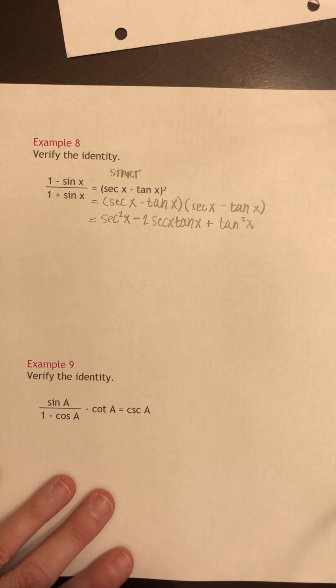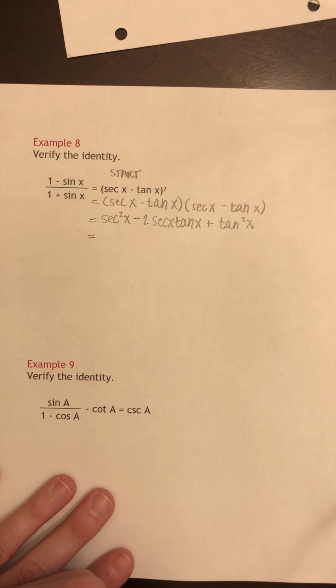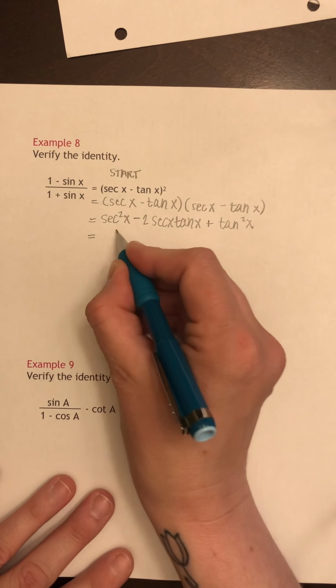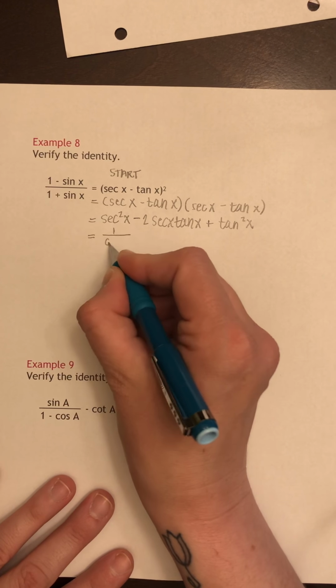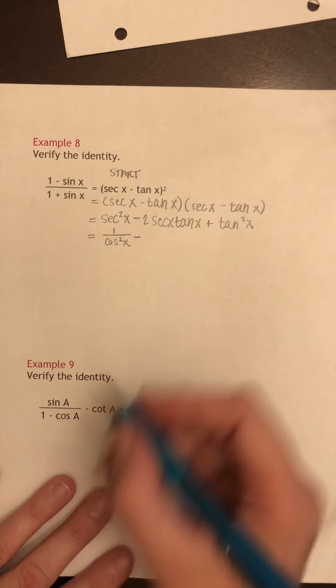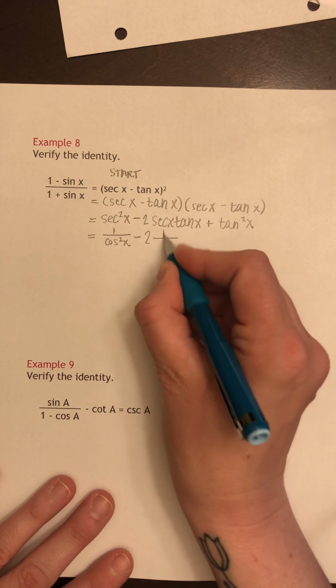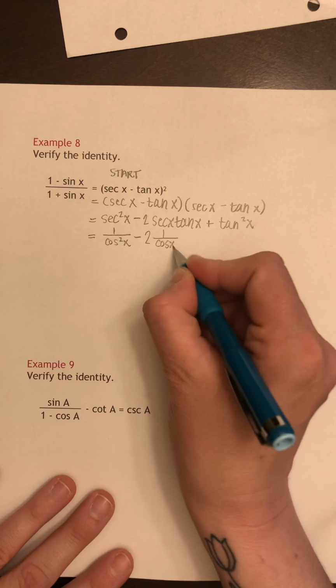All right, so we have done the foiling process. I know that I need to have nothing but signs in my final answer. So let's see what we have so far. Secant is a reciprocal of cosine. So what if I turn this into 1 over cosine squared x minus 2 times secant, again, is 1 over cosine x.